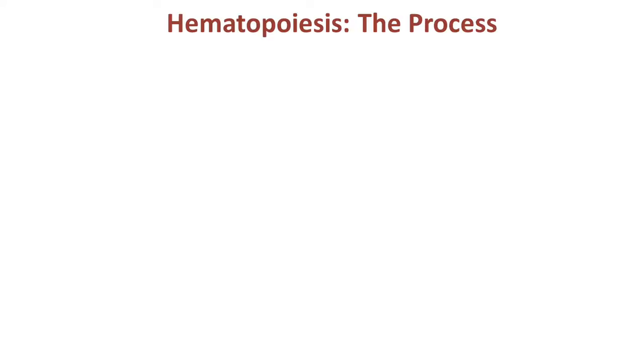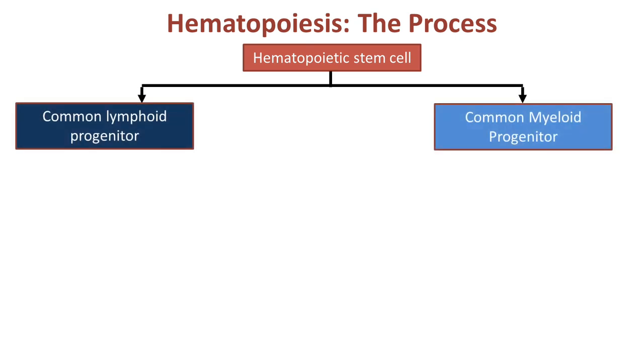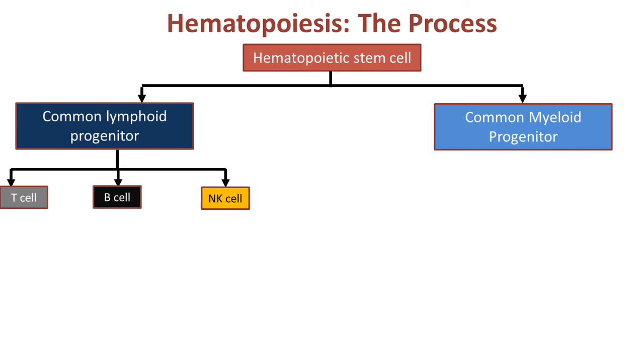So now let's look at the process of hematopoiesis. As we all know, the process starts with the almighty cell, that is the hematopoietic stem cell. Hematopoietic stem cells will give rise to two progenitor cell lineages. The first is called the common lymphoid progenitor cell, and the other is termed the common myeloid progenitor cell. The common lymphoid progenitor lineage gives us three different cells, that is the T cell, B cell, and the natural killer cell, also called the NK cell.